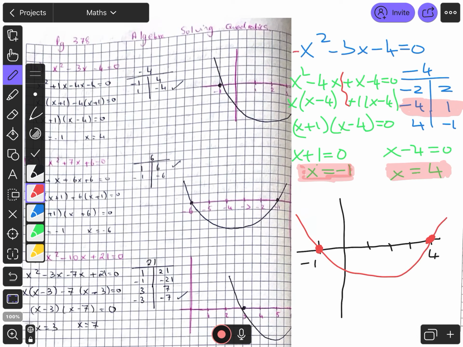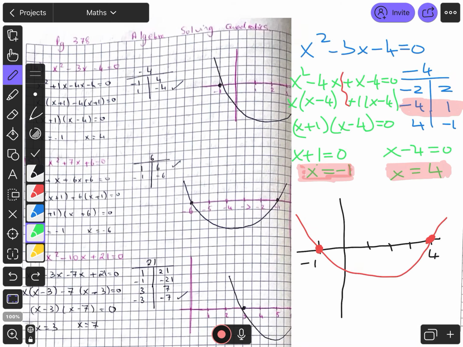If this was a minus x squared, I would do the exact same thing. I would just end up with a negative, n for negative. Okay, you can also think of it as negative is frowny face, positive is smiley face. So that's that question done.